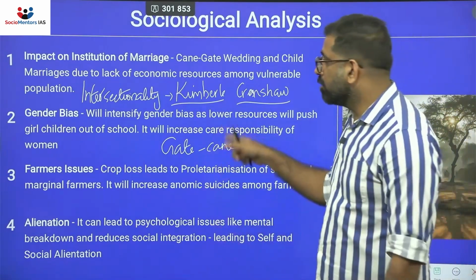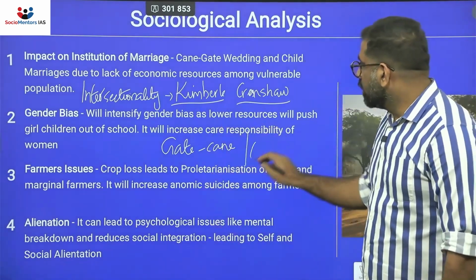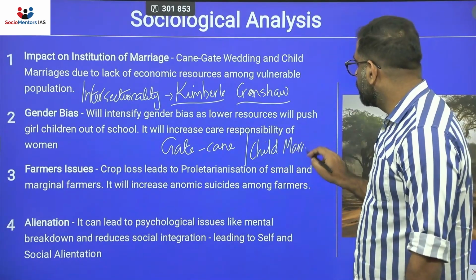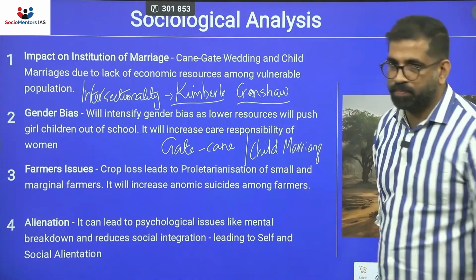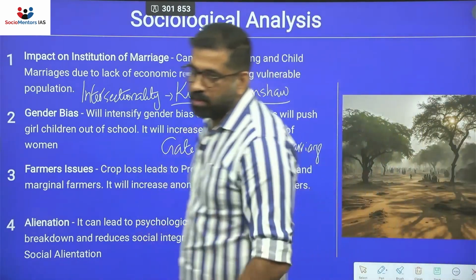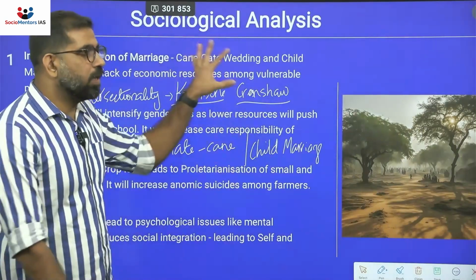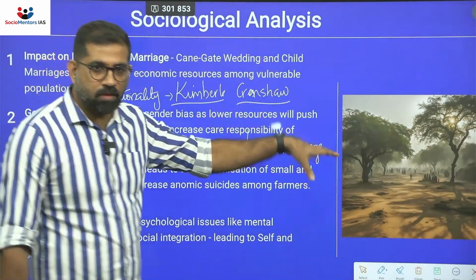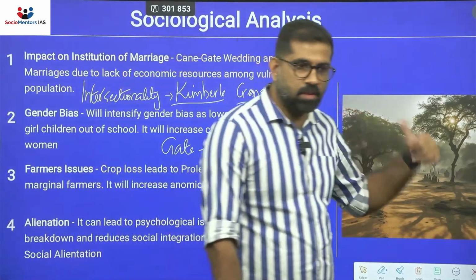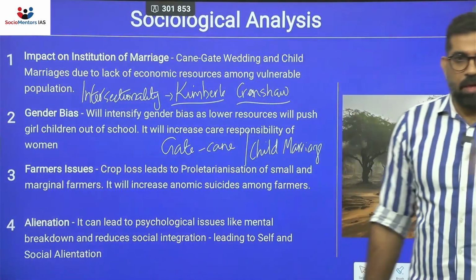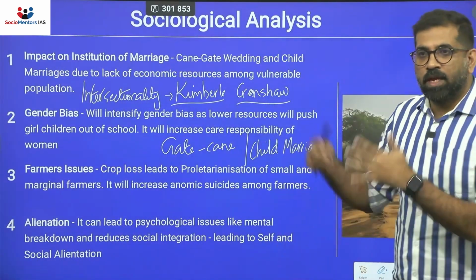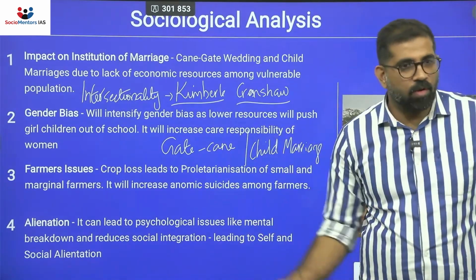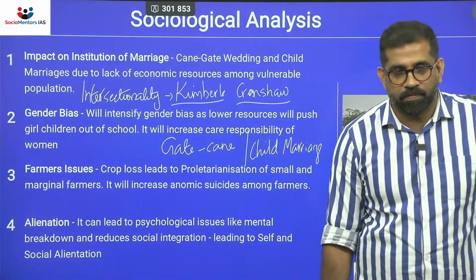And what happened because of gate cane weddings is, it is also leading to increasing instances of child marriage. Okay. So just imagine, a heat wave, a disaster, can also lead to an increase in instances of child marriage, especially in this situation because they want to get married fast. If they do not get a legal age bride, they will go for child marriage as well.